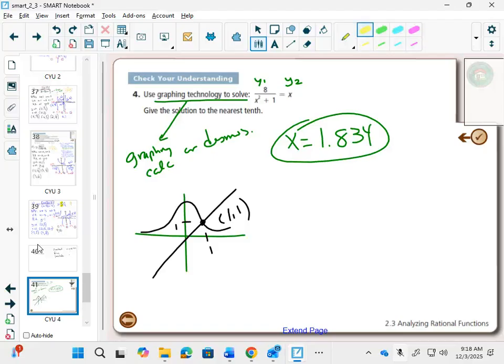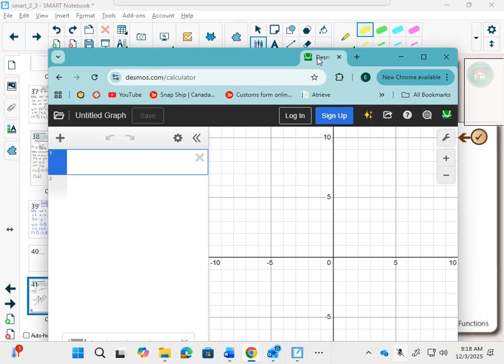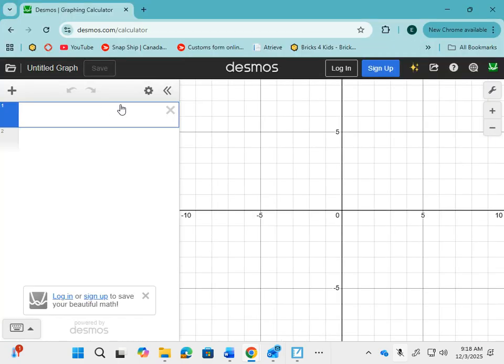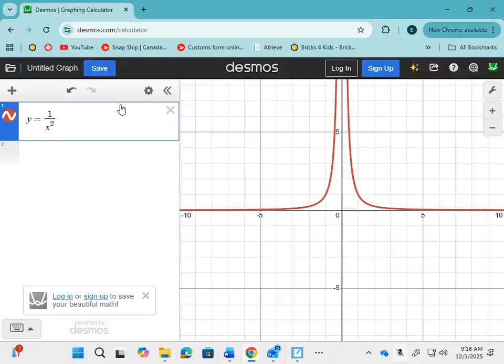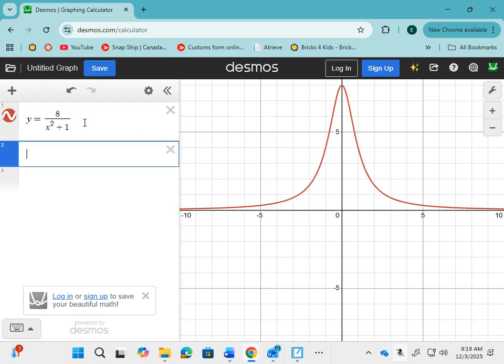Now on Desmos, I'm going to do the same thing. So I would go y equals 1 divided by x squared. Was it plus 8? It's 8 on the top, and x squared plus 1 on the bottom? Yeah. Okay, thank you. There we go. Push enter, and y equals x as my second one.